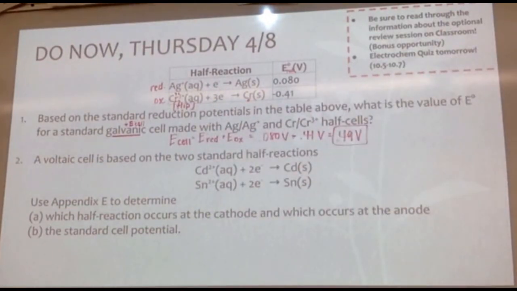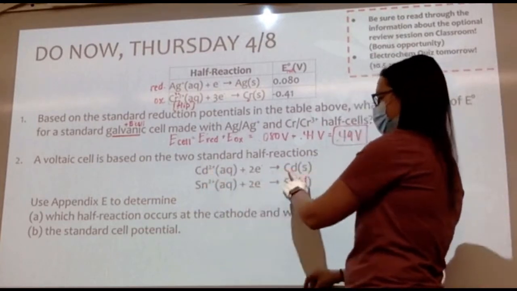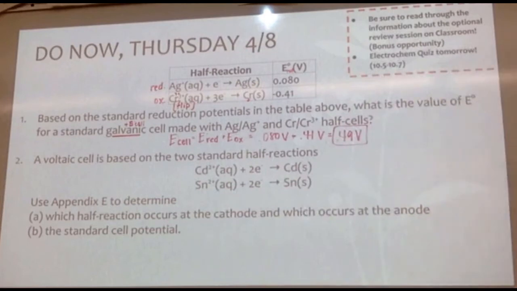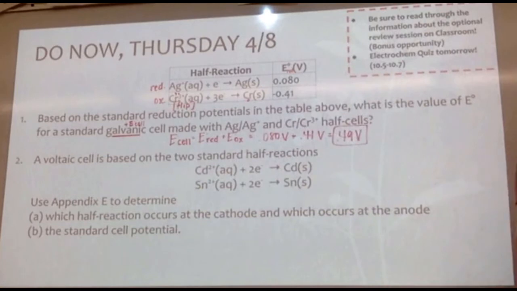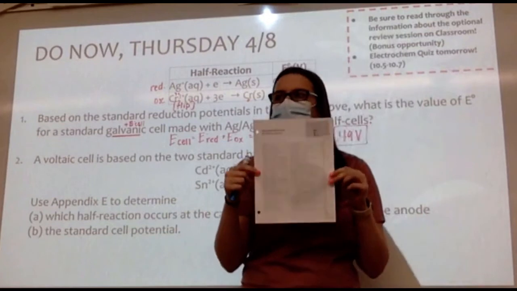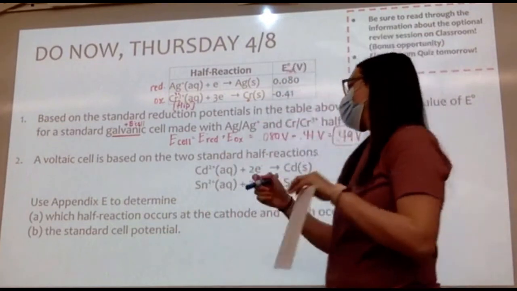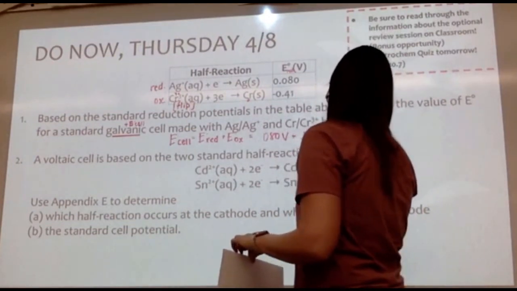So for number 2, a voltaic cell is based on these 2 standard half reactions. Notice these are both reduction half reactions. 2 plus down to 0, 2 plus down to 0. So these are the reduction half reactions. You're given the reduction half reactions because this says use Appendix E. So Appendix E was this white sheet. Remember that Appendix E is in alphabetical order. So what I want to do is use Appendix E to find the reduction potentials for both of these half reactions.